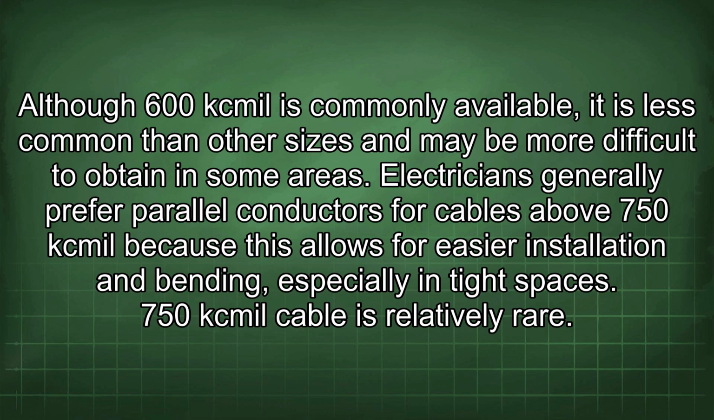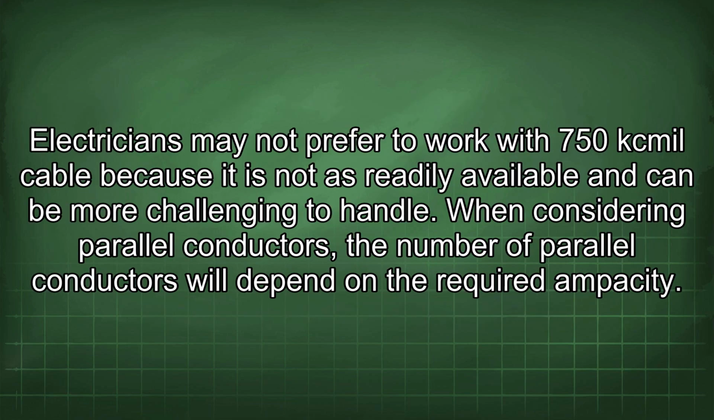Although 600 kcmil is commonly available, it is less common than other sizes and may be more difficult to obtain in some areas. Electricians generally prefer parallel conductors for cables above 750 kcmil because this allows for easier installation and bending, especially in tight spaces. 750 kcmil cable is relatively rare. Electricians may not prefer to work with 750 kcmil cable because it is not as readily available and can be more challenging to handle.